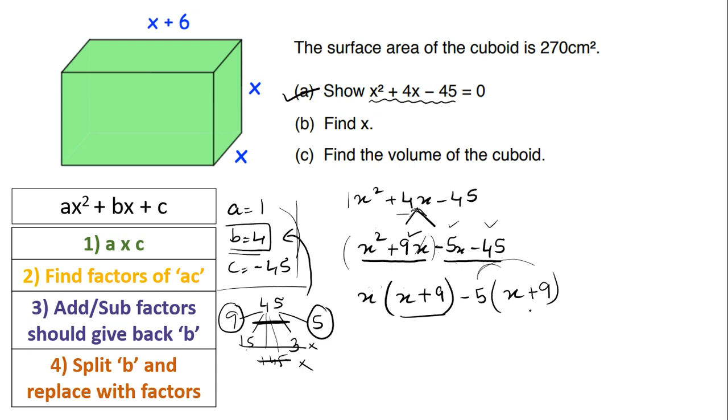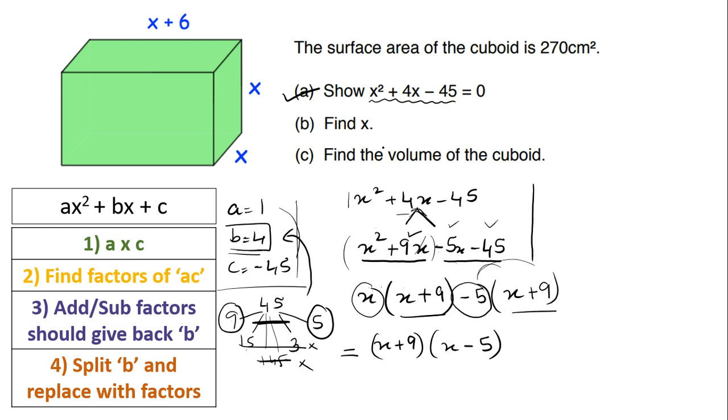Now, as you can see, x plus 9 and x plus 9, they're the same factors. So I just put them down as one single factor, saying that, okay, this is my x plus 9. And the other two factors that are standing outside, that is x and a minus 5, I put them as one single factor. So these are my two factors, that is x plus 9 and x minus 5.